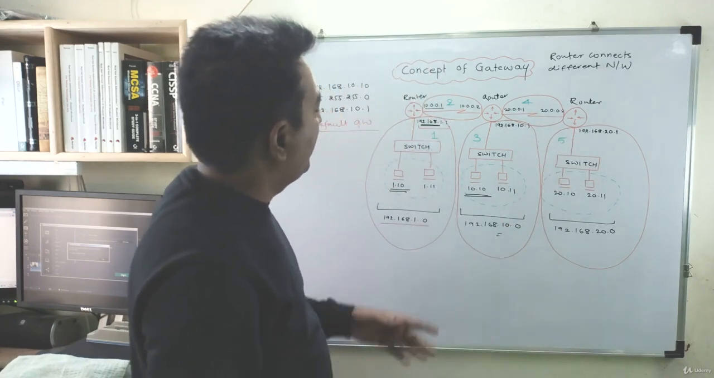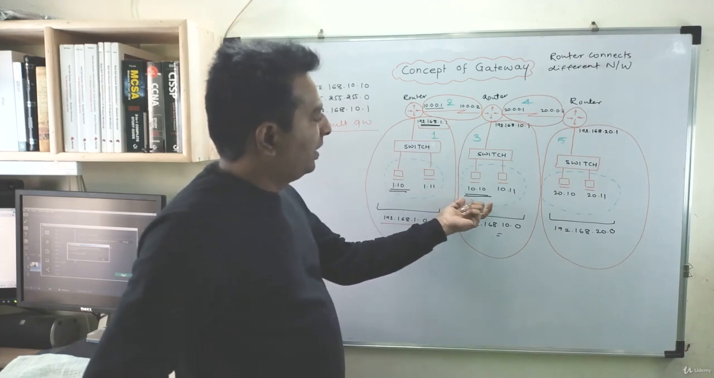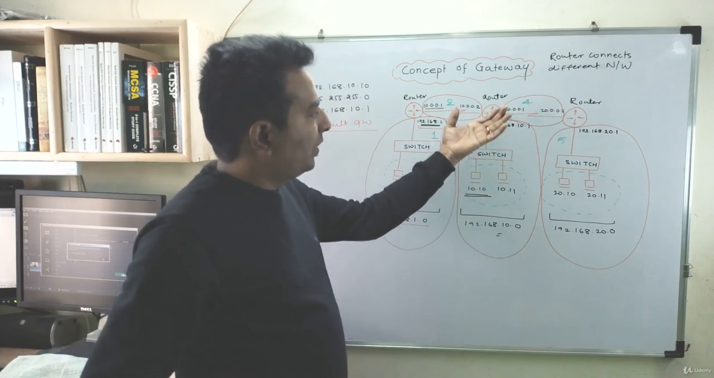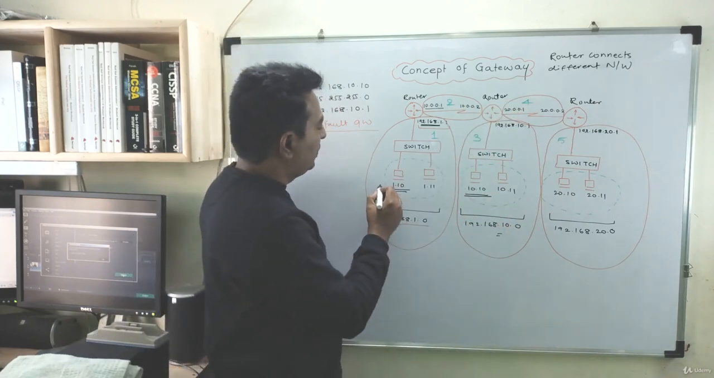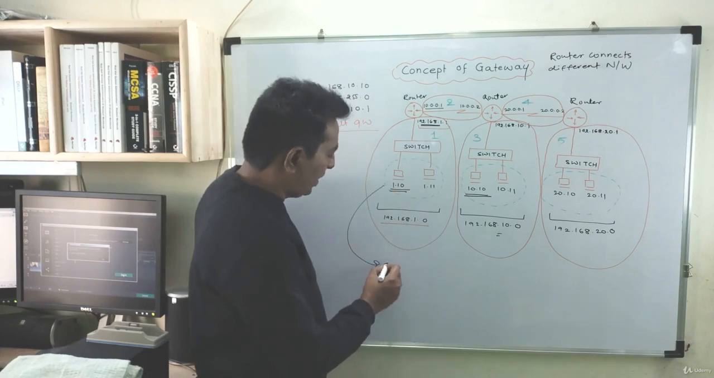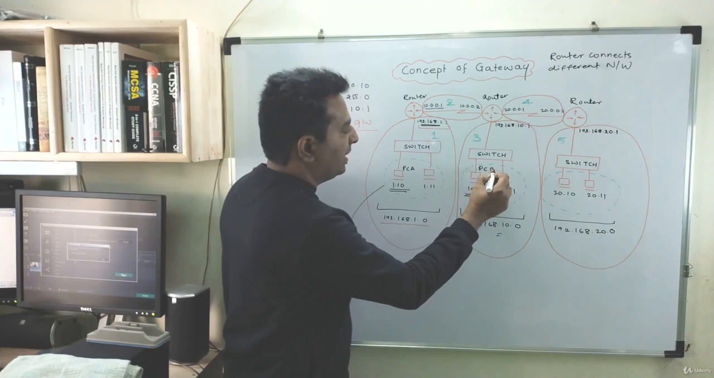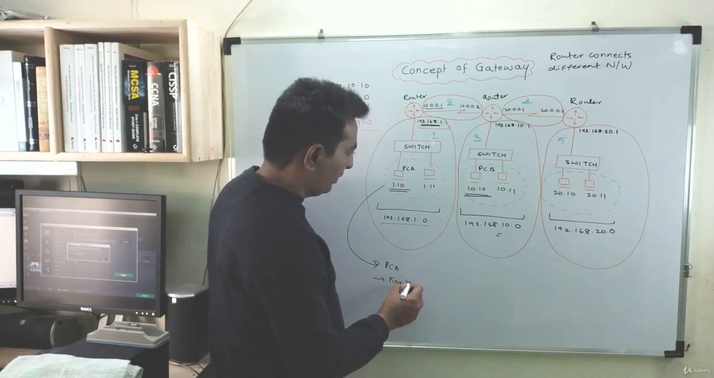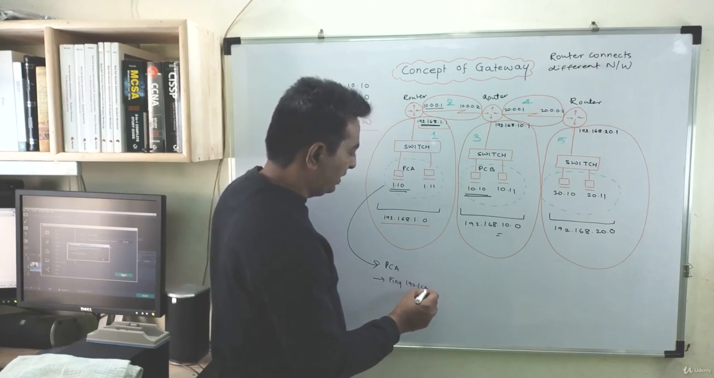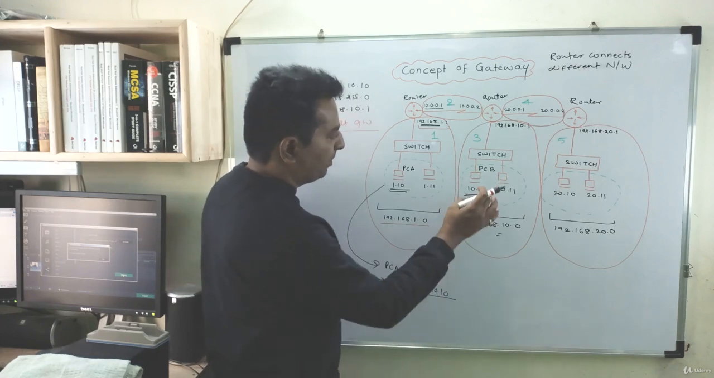So now friends, if I want to communicate from this computer to this particular computer on the other network, what happens is, consider this is PC A and this is PC B. On PC A, I have simply typed a command, ping 192.168.10.10, the IP address of PC B.